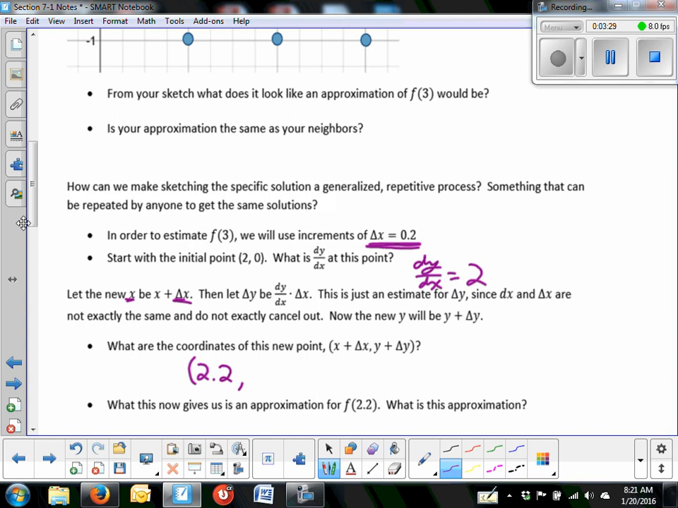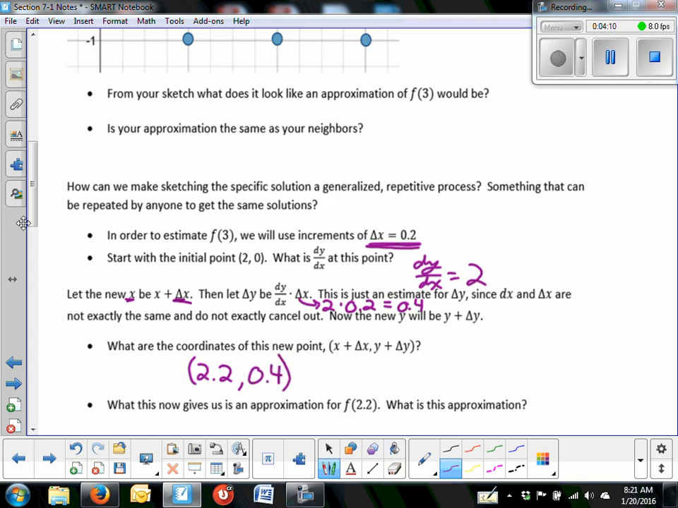To figure out my new y, I need a change in y. Well, this is where the estimating comes in, because dy and dx are differentials, standing for changes in y and x. So if I do dy/dx times delta x, dx and delta x aren't exactly the same, but they're close enough that we can say for an estimate we can cancel those out. So if I take 2, that was my dy/dx, times my delta x of 0.2, I get dy is 0.4. So my new y is going to be 0 plus the 0.4.